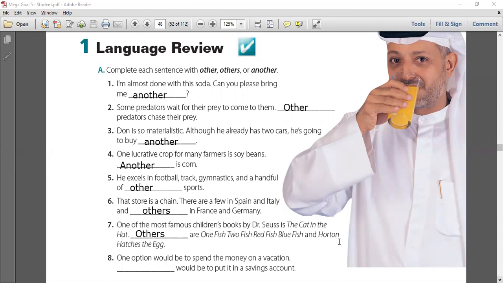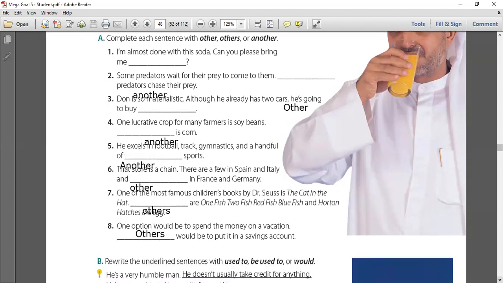Okay. Now, the last one, number 8. Just let me erase this. One option would be to spend the money on a vacation. And then blank would be to put in a savings account.